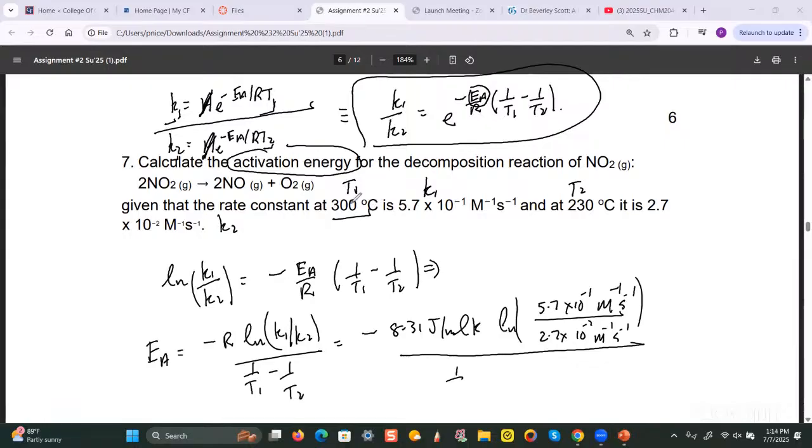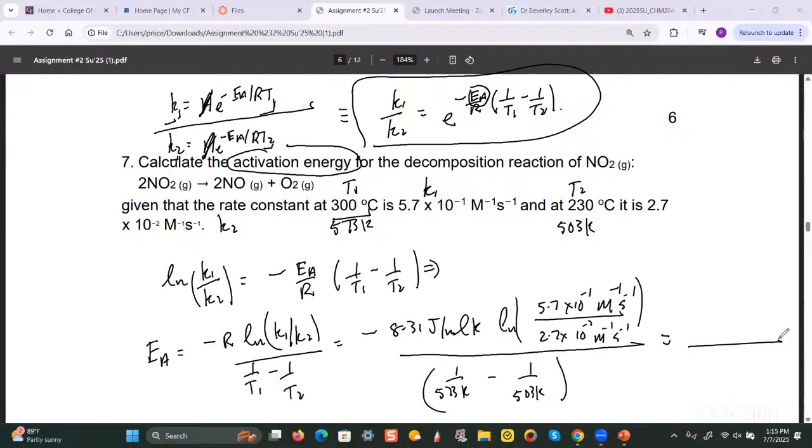So T1, when you add 273 to 300, that will be 573 Kelvin. And when you add 273 to 230, you're going to get 503 Kelvin. So 1 over T1 is 1 over 573 Kelvin minus 1 over T2, which is 1 over 503 Kelvin. So that's basically the setup. So now we have to do some number crunching. What am I going to do? I'll work out this part first, the denominator.